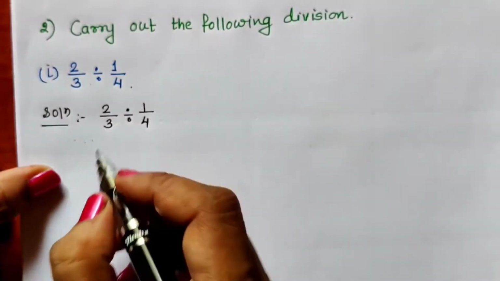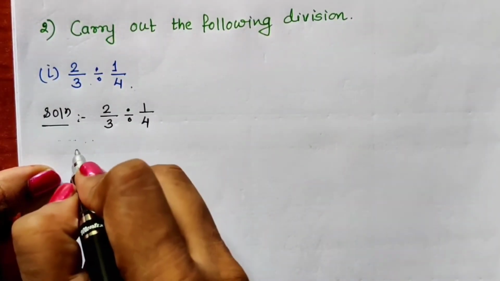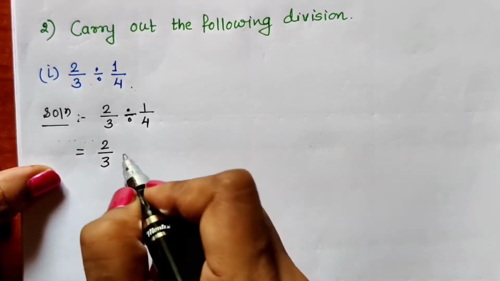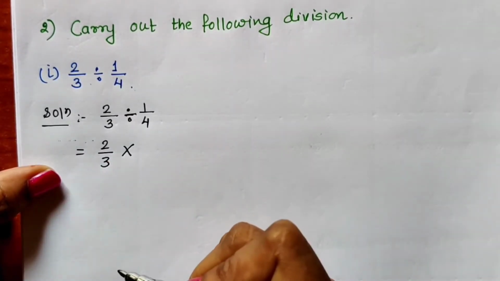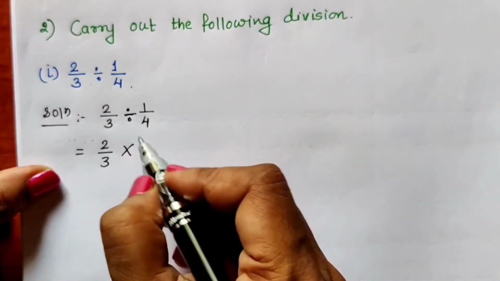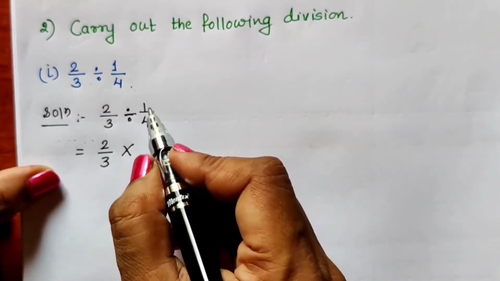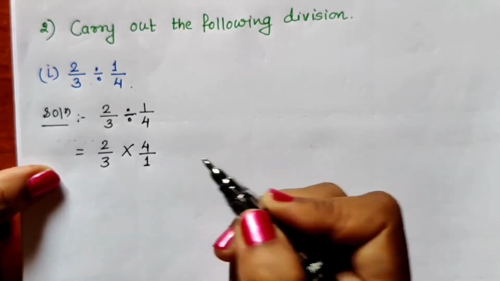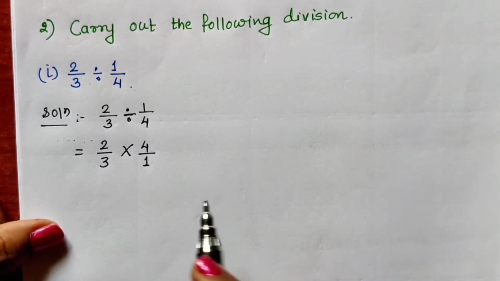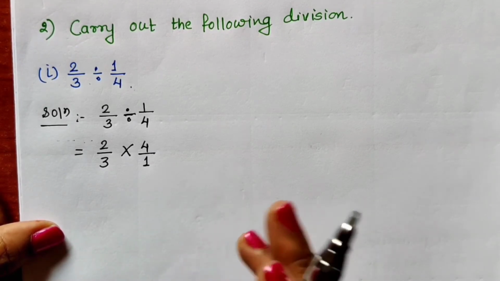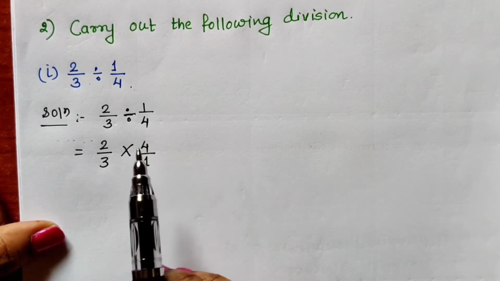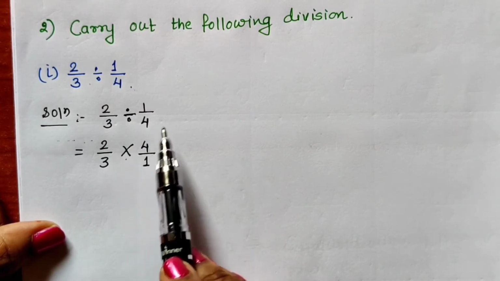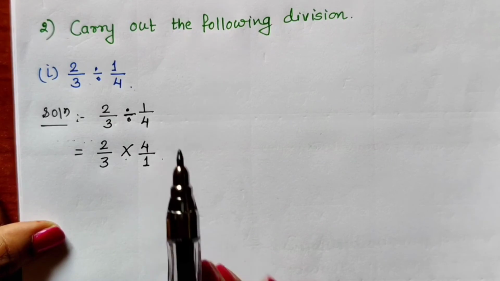Now we will be converting it into multiplication. So first fraction we have to write as it is. In place of division sign we will be writing multiplication sign, and second fraction we write the reciprocal. What is the reciprocal of 1 upon 4? 1 upon 4 reciprocal will be 4 upon 1. 4 upon 1 means 4 only. We all know that when denominator 1 is there, it is not having any value.